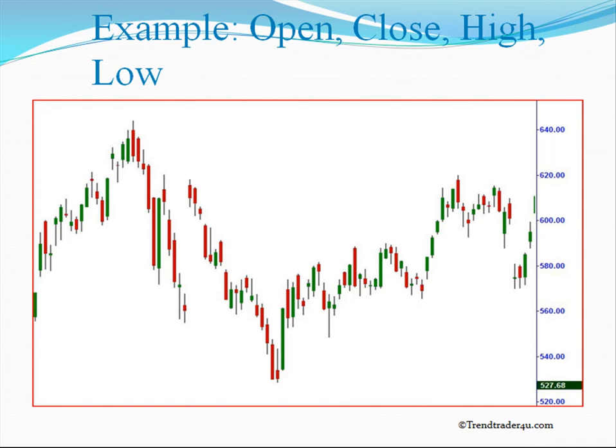Alright, let's put everything in a real life example. Let's talk about open, close, high, and low. Let's just pick any one of the candles, let's pick this green candle. It opened here and closed all the way up here, basically creating a bullish sentiment. As you can see, we have a follow through from here on.